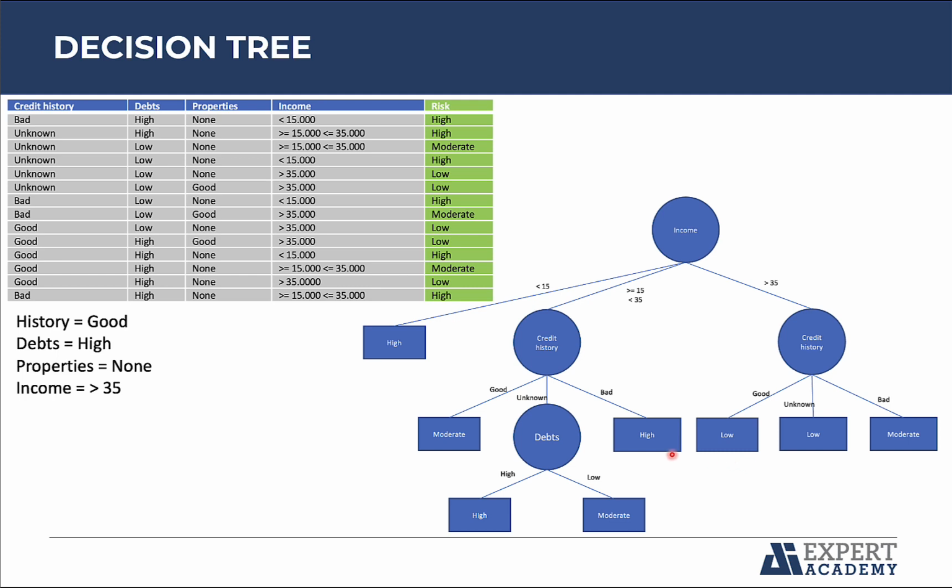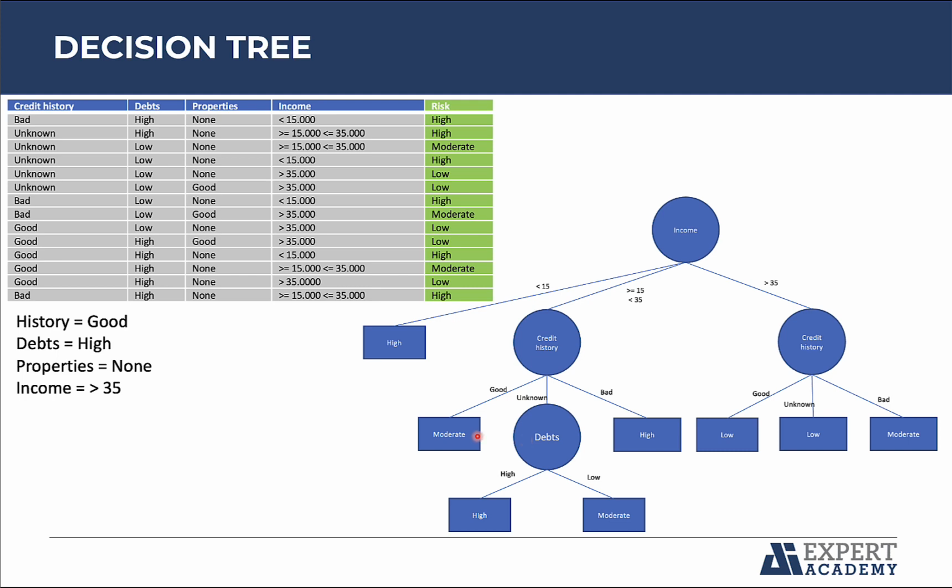Something very interesting is that properties is not present in the tree, since after the mathematical calculations, this attribute was considered not to be relevant to classify the risk.